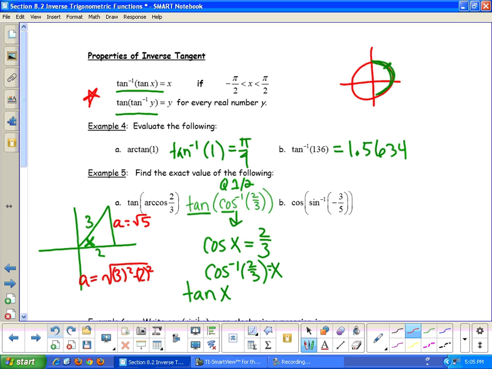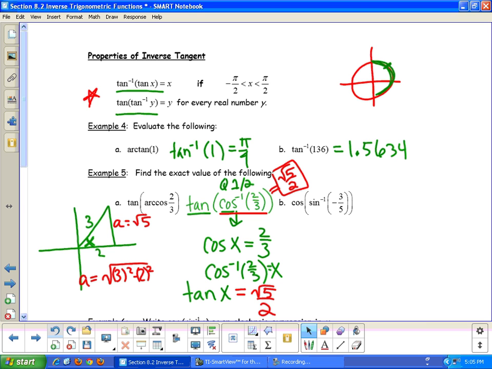Now I can figure out that the tangent of that angle of x, which is the same thing as this right here, you're finding the angle for that, is equal to root 5 over 2. So this would be my solution to the entire equation. So this is equal to root 5 over 2. And again, it's because the angle doesn't change. You're just changing the trig function that you're using.